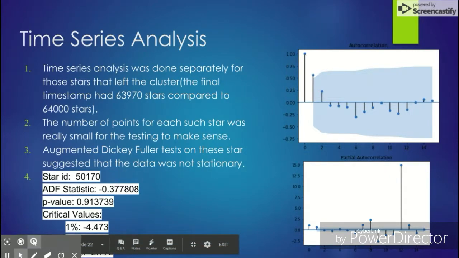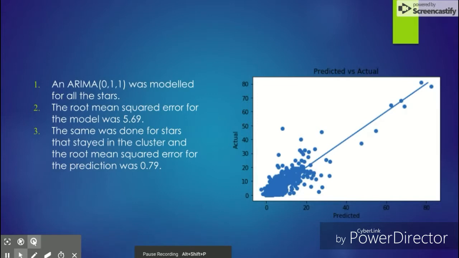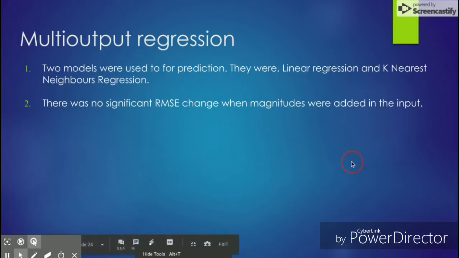The PACF had one spike and the rest were about zero. So an ARIMA model of 0,1,1 was made. The RMSE for such a model was 5.69. When the ARIMA model was made for stars that remain in the cluster, the RMSE for the test was 0.79. And here is a graph showing the predicted versus actual.